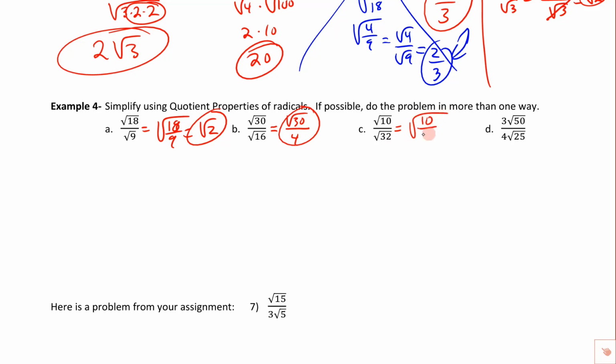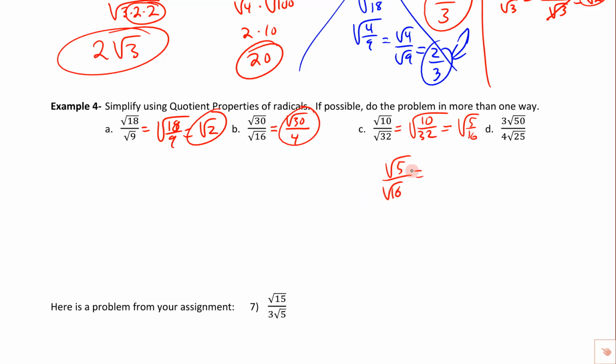So this is going to be a 10 on the top and a 32 on the bottom. Those are both even, so we can write this as, let's see, 2 goes in here 5 times and 2 goes in here 16 times. We certainly don't want to leave it that way. We really don't want to leave a fraction underneath the radical. So we're going to break it up into the radical 5 over the radical of 16.